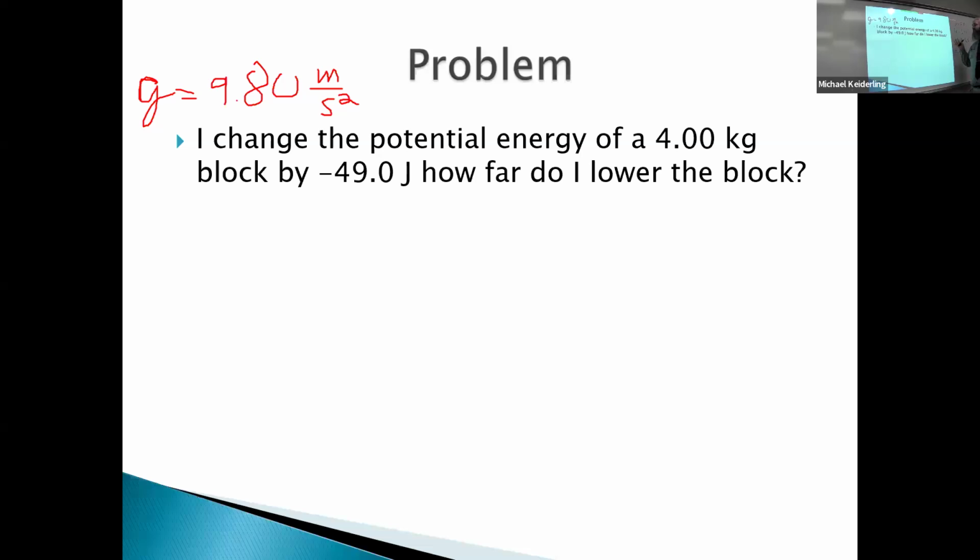Now, if I change the potential energy of a 4 kilogram block by negative 49 joules, I decrease its potential energy by 49 joules. How far do I lower it down? Remember, potential energy is mass times g times height. The mass of the block is 4 kilograms, and its change in potential energy is negative 49 joules.